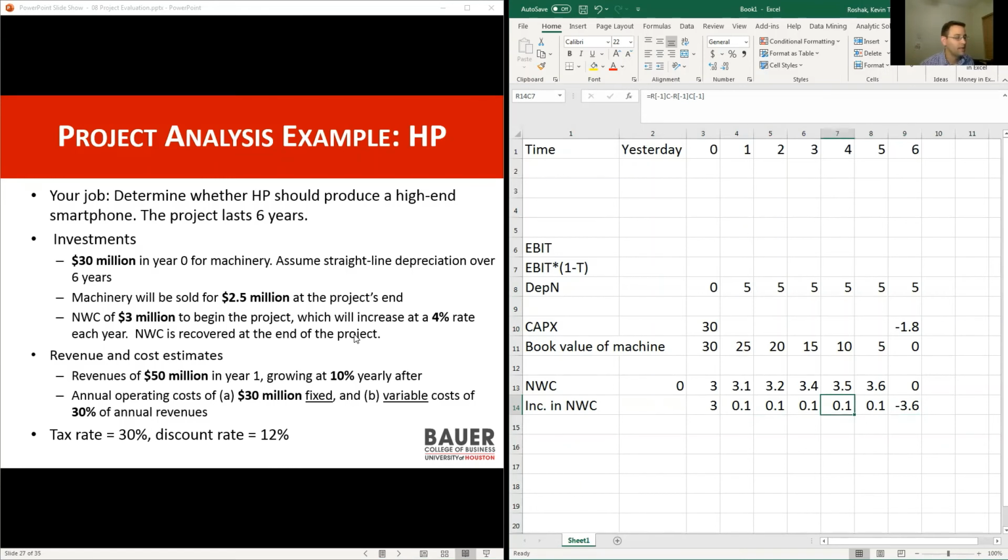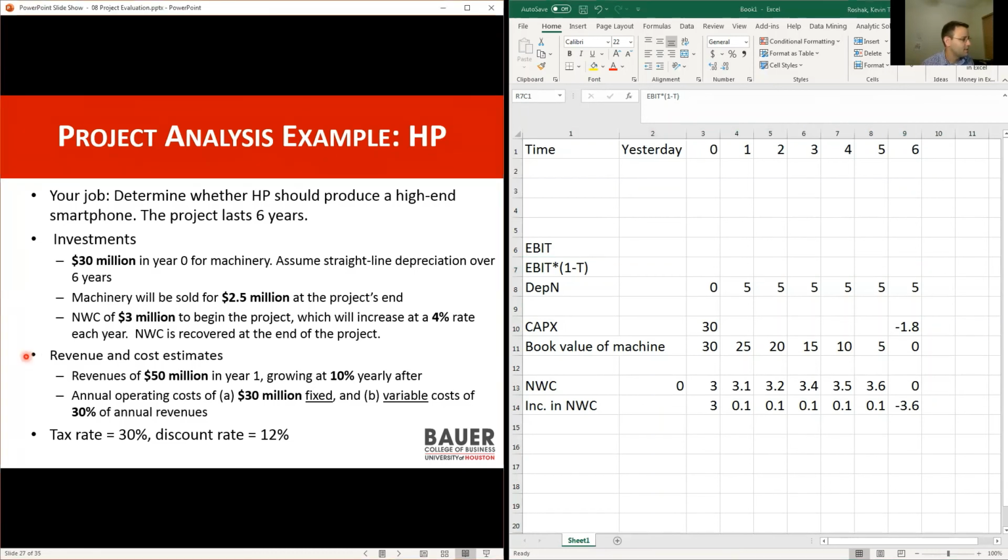Okay. So here's our net working capital. That's done. Here's our increase in net working capital. That's done. Here's our CAPX. That's all done. And here's our depreciation. That's all done. So the only thing we need to do in order to finish the free cash flows is our NOPLAT, EBIT here, and then we just got to add it all up to get the free cash flows.